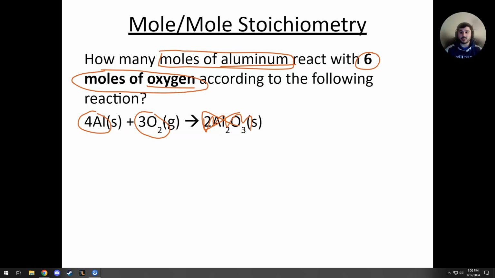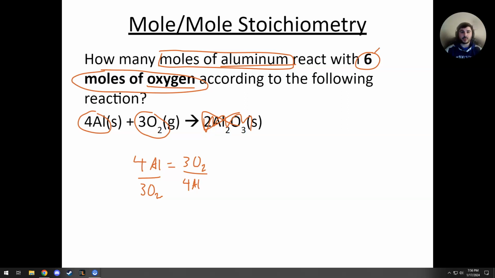Since we're working with these two things, we set them equal to each other: 4Al equals 3O2. Oops, it's supposed to be lowercase. Now create your conversion factors from them. Divide them by each other: 3O2 divided by 4Al, and the flip. These are our two conversion factors.